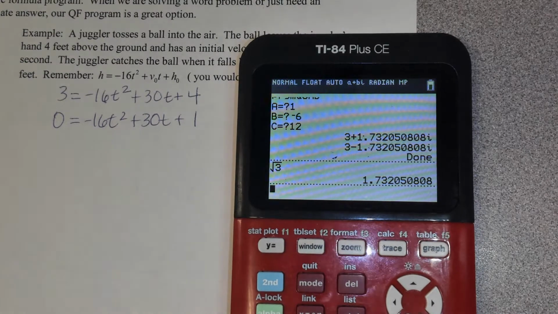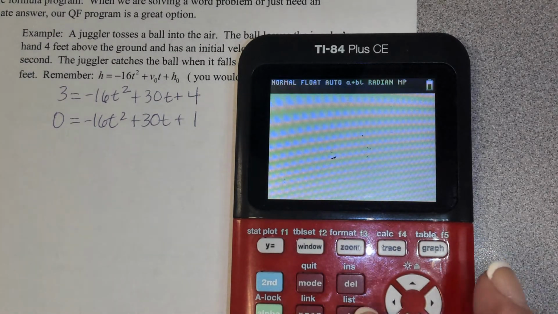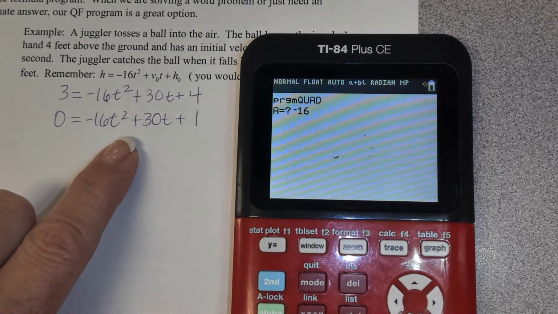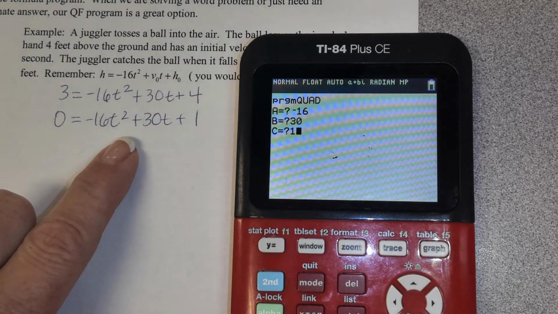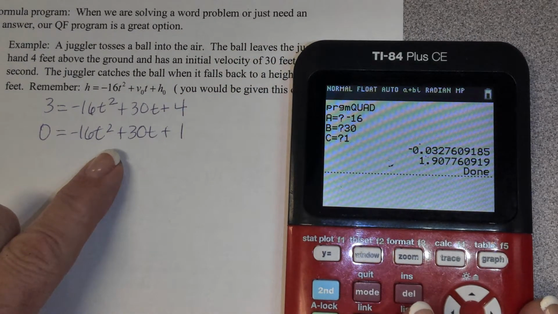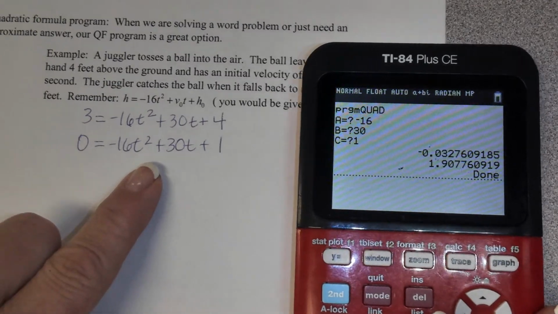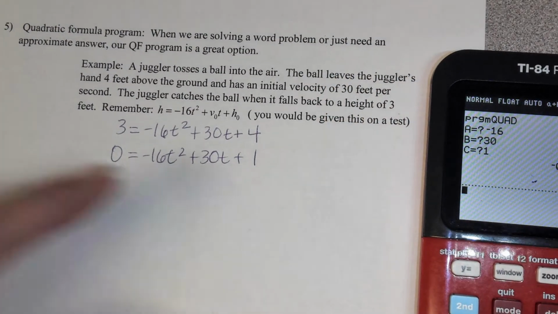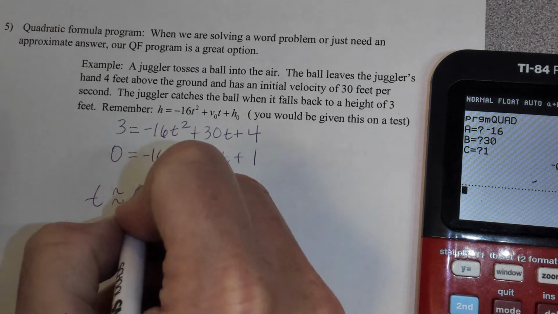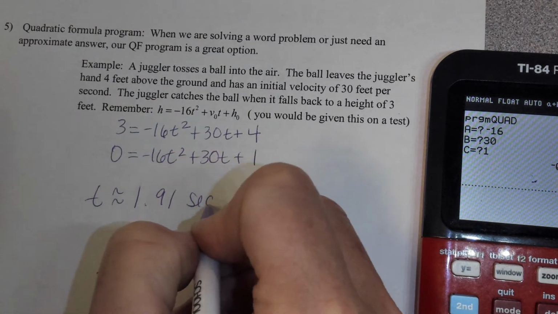I'm also going to show you another way you could do this problem. But I go to my program, my A value is -16, B is 30, C is 1. Here are my two answers. Which is the correct answer? 1.91, right? Because I can't have a negative time, so the time it's going to take is approximately 1.91 seconds.